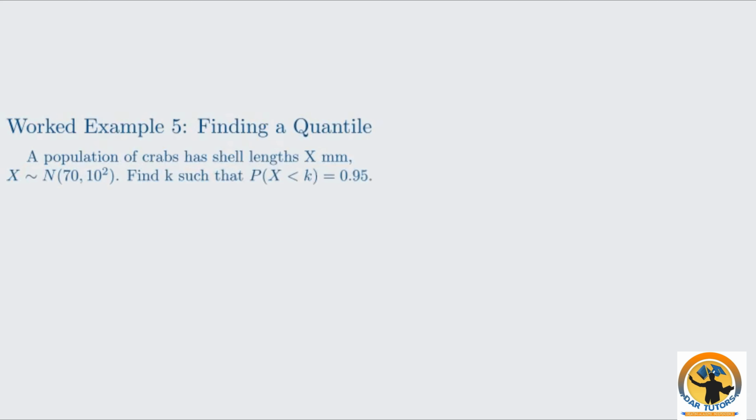We've learned to find a probability given a range of values. Now we'll learn the inverse: how to find the value or measurement given a probability. This value is called a quantile. Let's consider a population of crabs with shell lengths normally distributed with a mean of 70 millimeters and a standard deviation of 10 millimeters. A biologist wants to know what shell length corresponds to the 95th percentile, meaning 95% of crabs have shells shorter than this length. This is a quantile problem.